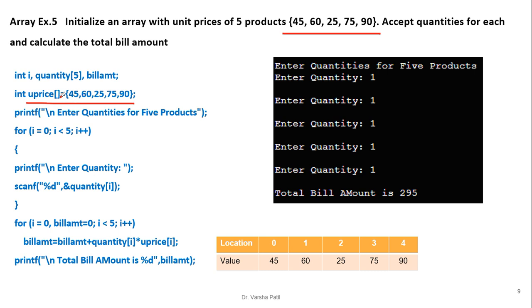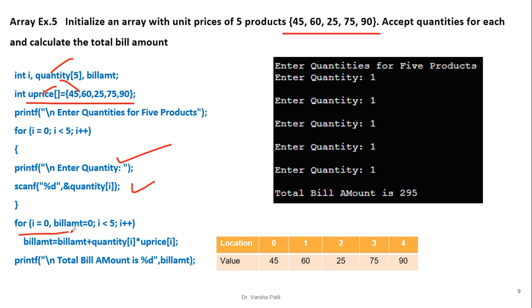There is no need to specify the size. Then we require to accept the quantities of the 5 products. So for i equal to 0, i less than 5, i plus plus, enter quantity, scanf quantity[i]. If we don't declare this variable as an array, and if we use Q1, Q2, Q3, Q4, Q5, what will happen? We can't use this uprice also. So that is the advantage: we declare this variable as an array and this variable as an array, so they will be treated as a vector and we can multiply the corresponding elements.